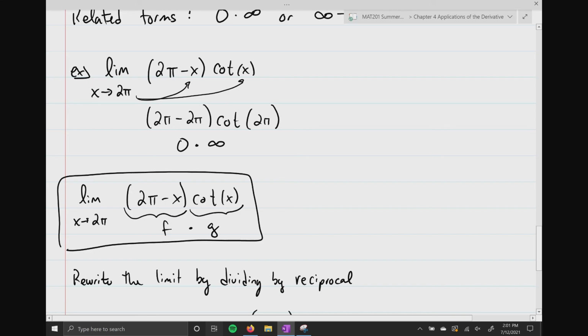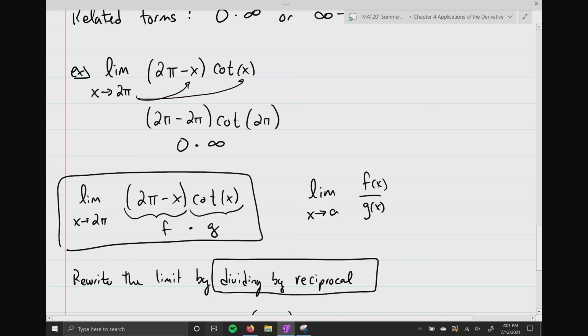And remember, if you look at L'Hopital's rule, what L'Hopital wants is a fraction, a ratio. So one of the main techniques is dividing by a reciprocal. In other words, take g, or take that second function, and rewrite it as a reciprocal. Okay? This is really going to help you out when you're talking about trigonometric functions. It really helps out with trig functions. But that's going to be it for L'Hopital's rule.